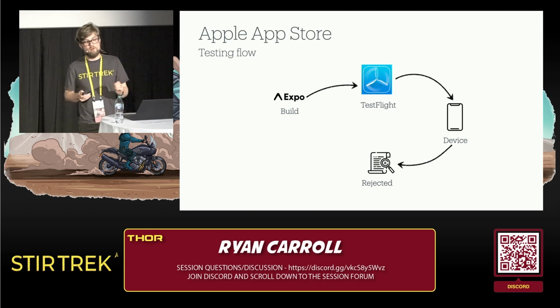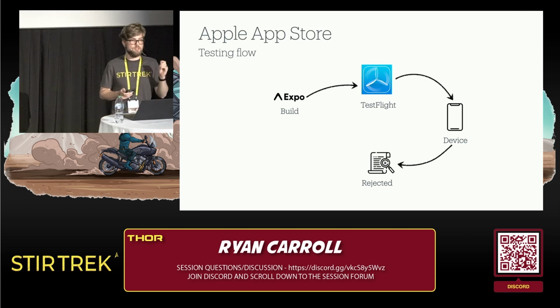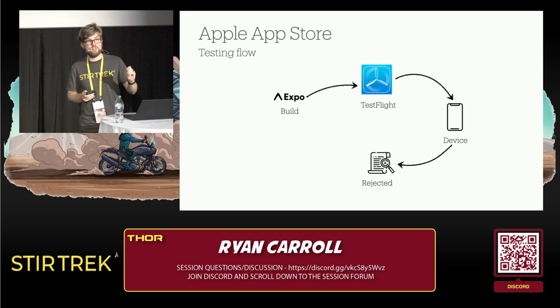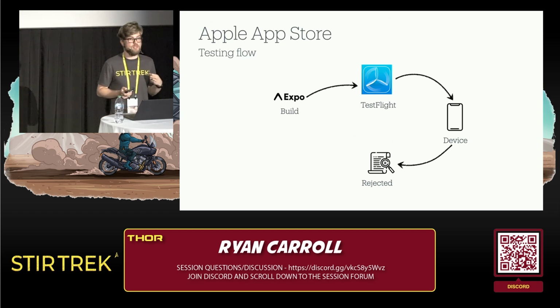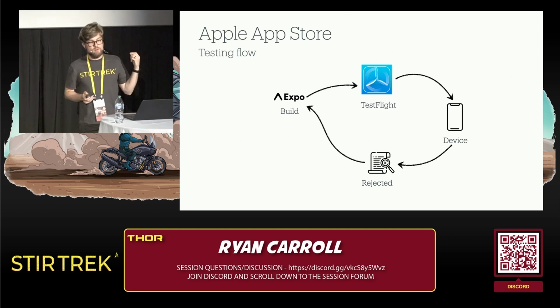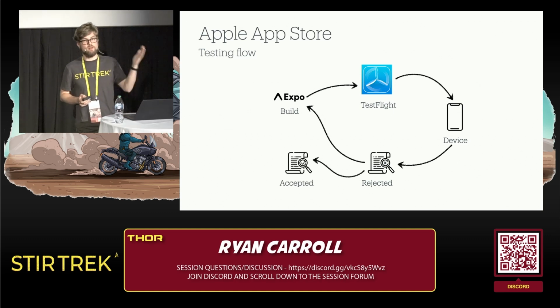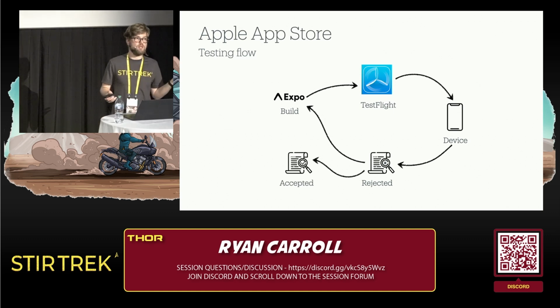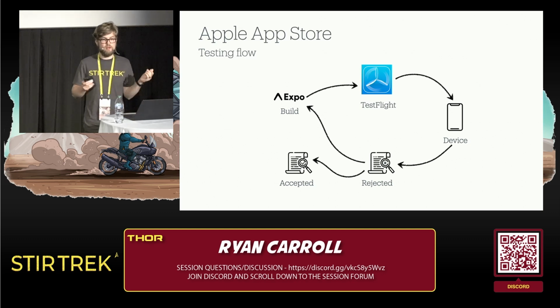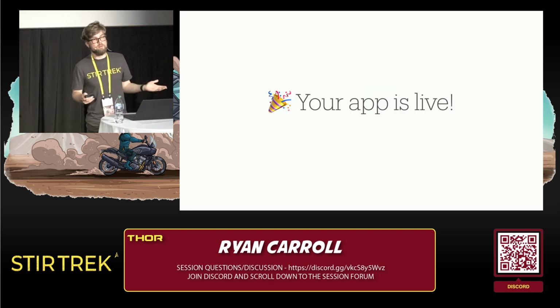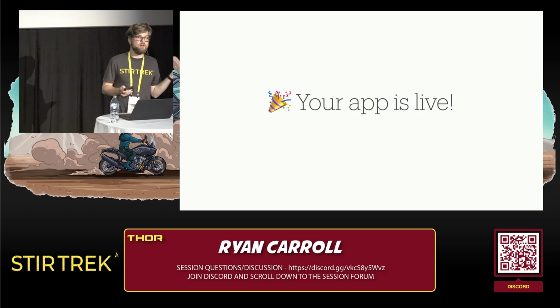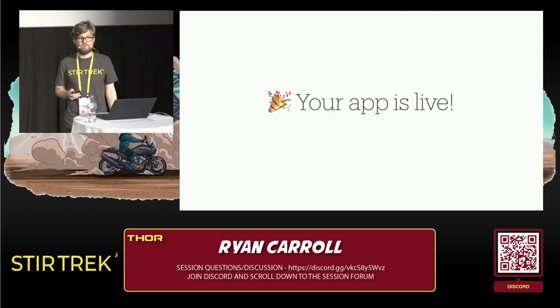So just kind of expect that the first time you go through this, they're going to find some reason to reject it. But the helpful part is they're usually very explicit about what is wrong and what you need to do to correct it. So you'll build it, you'll correct the problem, you'll build it again, you'll push it to TestFlight, it'll go all the way through, and then eventually you get accepted. And after you get accepted, your app is live. Congratulations. You can pat yourself on the back after that.